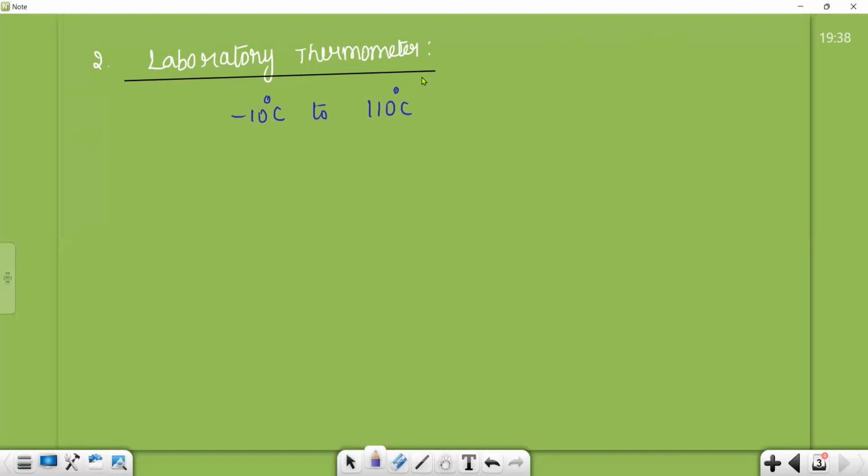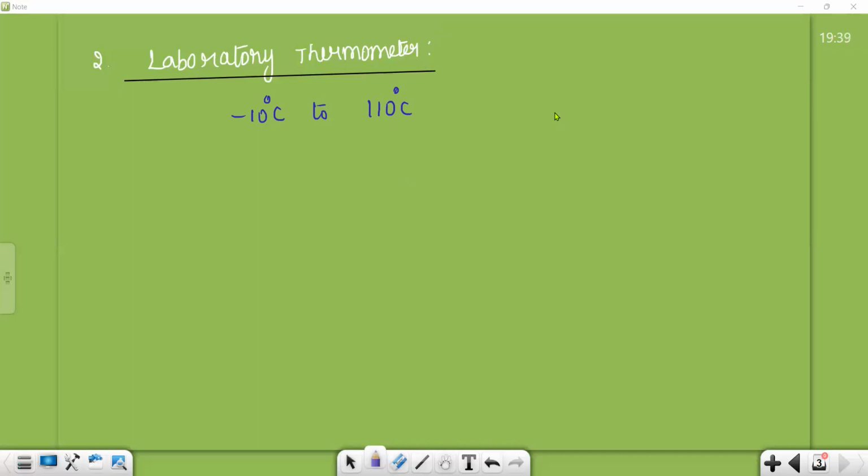Ma'am, what is the difference between laboratory and clinical? What are the precautions we have to take in the case of a laboratory thermometer? In a laboratory thermometer, there is no kink, so you have to always keep it upside down, because otherwise all the mercury will come up. They are made of glass, so there is no kink. We can directly see the reading.